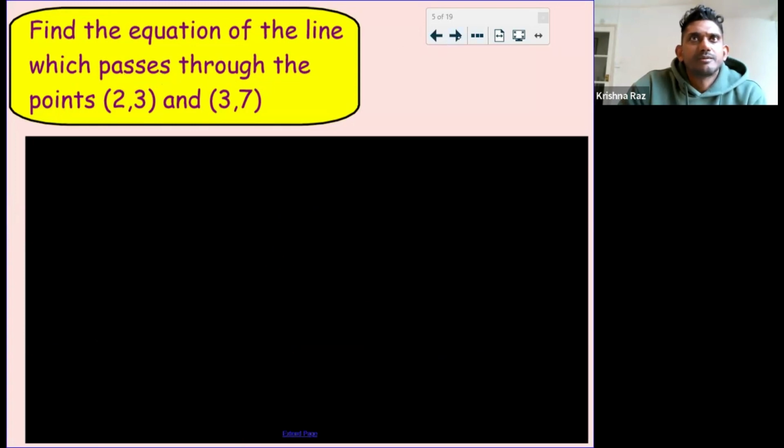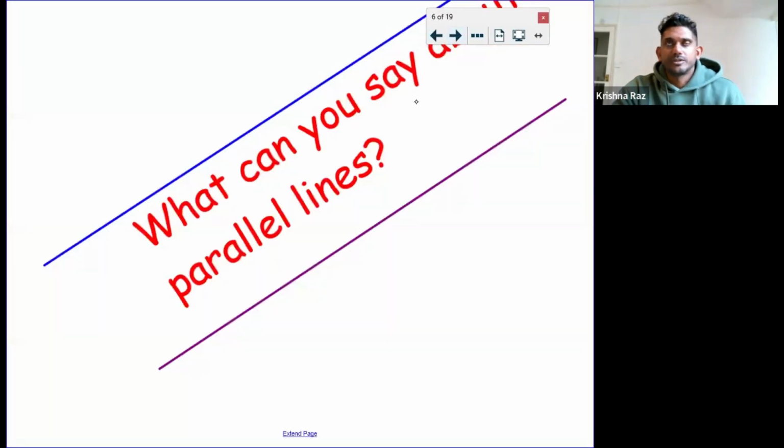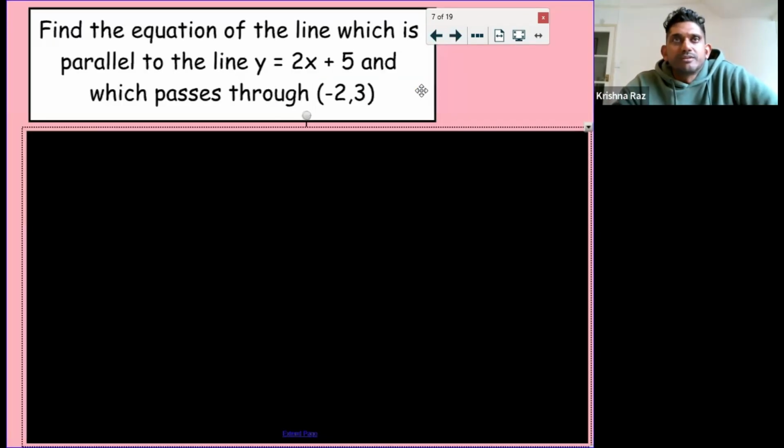So let's have a look at it in a bit greater depth. I've got this little prompt: what can we say about parallel lines? There's a hint on the screen. Exactly. Parallel lines have the same gradient. So their m is the same, but their intercepts will be different. If the intercepts were the same, they'd be the same line. The gradients have to be the same, and then the y-intercept will be different.